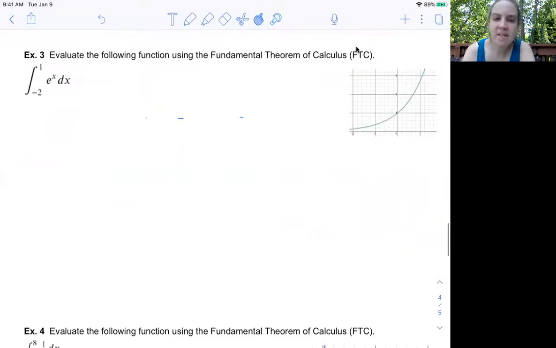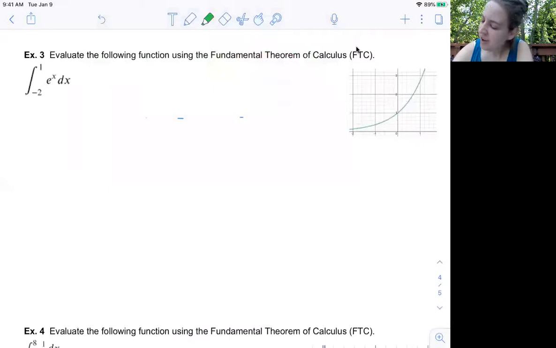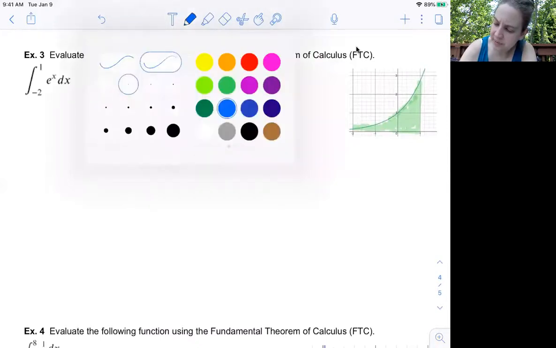Example 3, evaluate the following function using the fundamental theorem of calculus. Between -2 and 1, e to the x. So I've already sketched e to the x for you. I get bored with colors, so I gotta use all of them. So we're going between -2 and +1. You're calculating the area under the curve. That's what that fundamental theorem of calculus does for us.